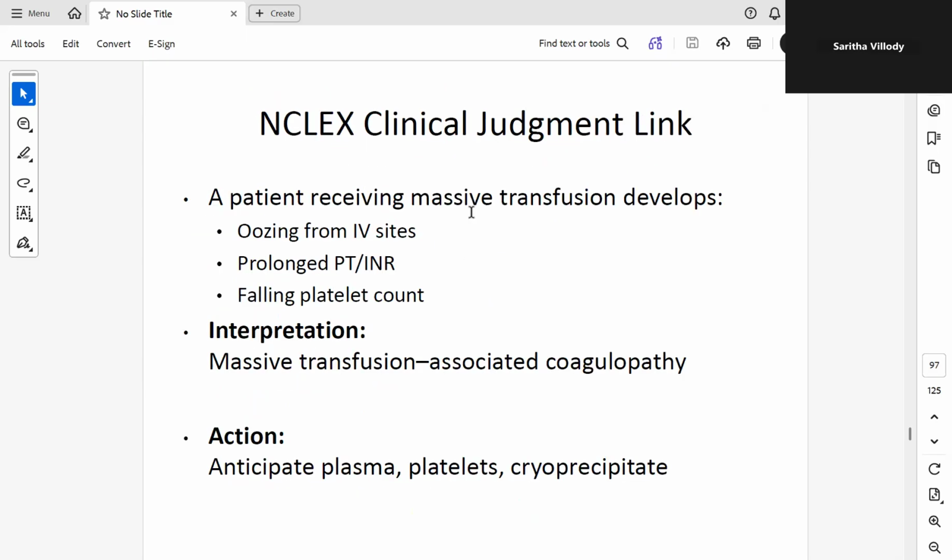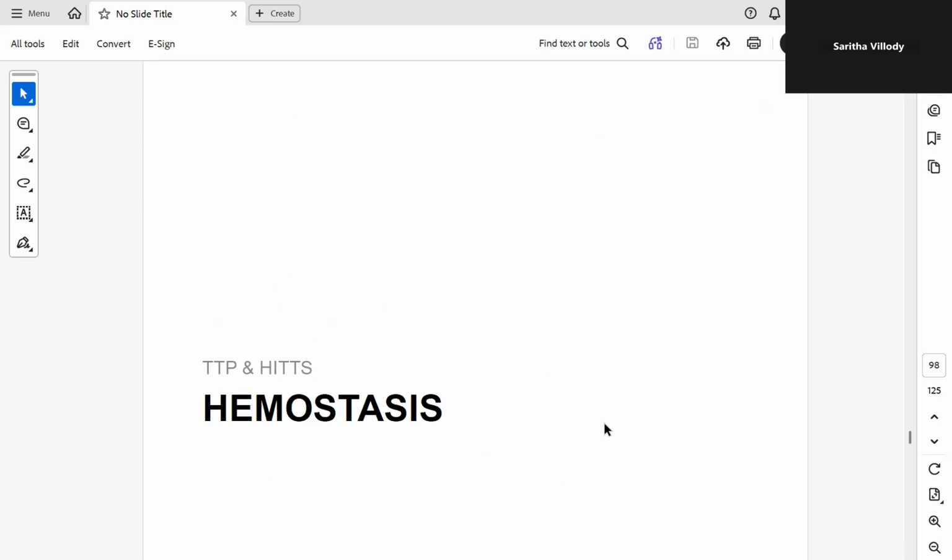So when a patient is receiving massive transfusion and is developing oozing at the blood site, prolonged PT-INR, and falling platelet count, that means they might be developing massive transfusion-associated coagulopathy. And sometimes, instead of just giving blood, we give plasma, platelets, or other components of blood too. So that's about that condition.